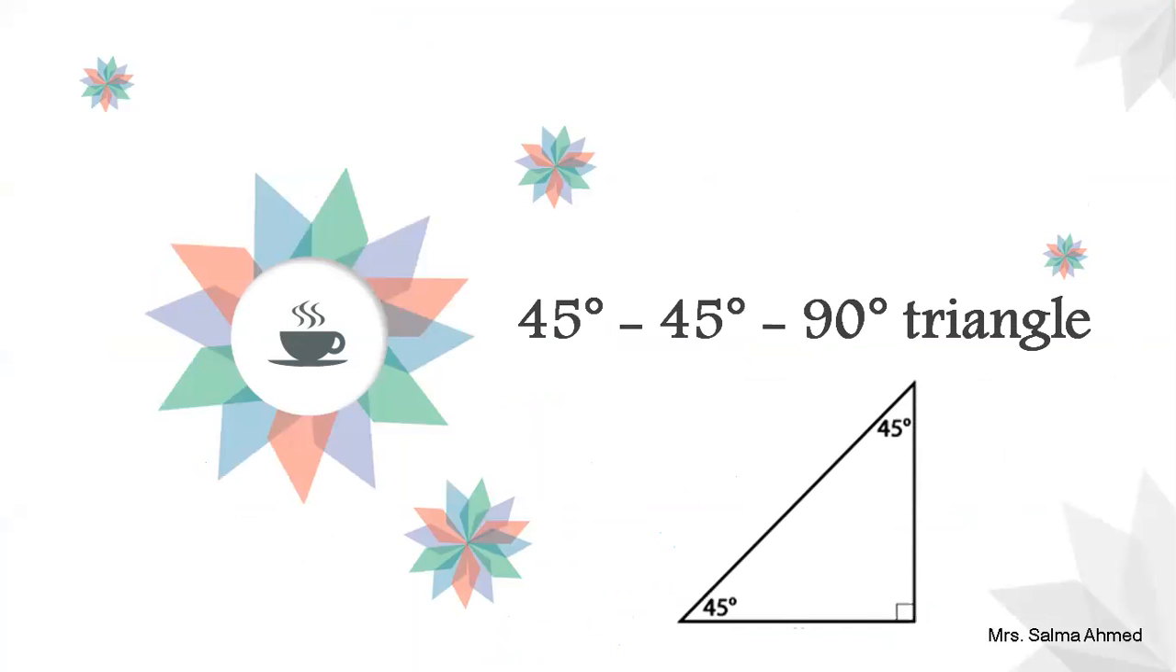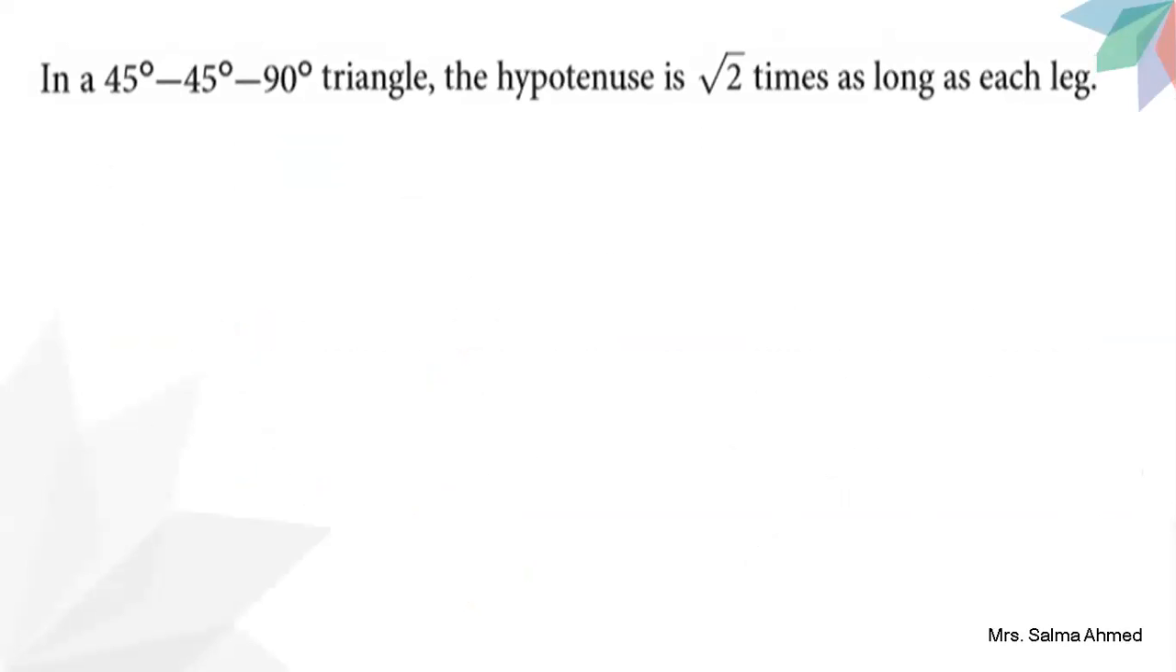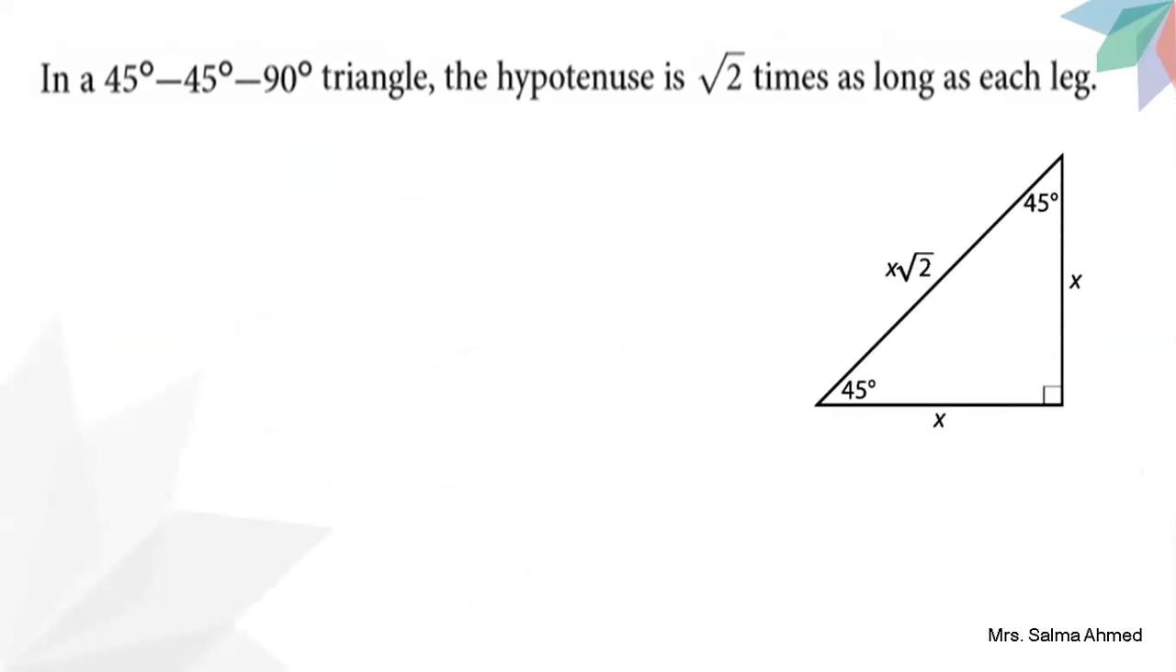Here we have an isosceles triangle, so the two legs are the same. In a 45, 45, 90 degree triangle, the hypotenuse is root 2 times as long as each leg. So here we have the 45 degree triangle. The two legs are x and x. The hypotenuse should be x root 2. This is the rule that we are going to follow in the following slides.